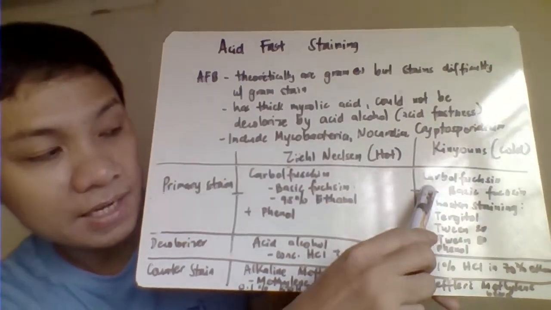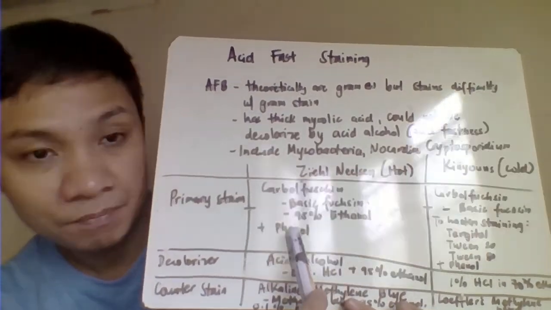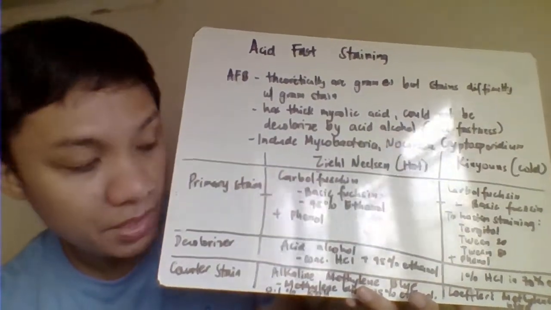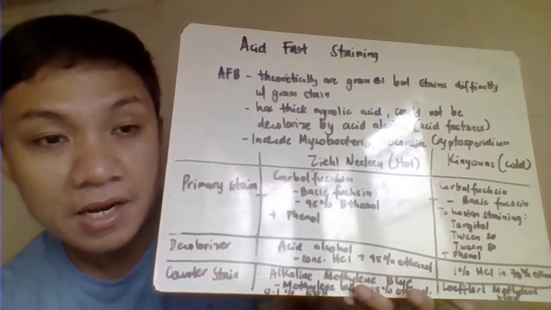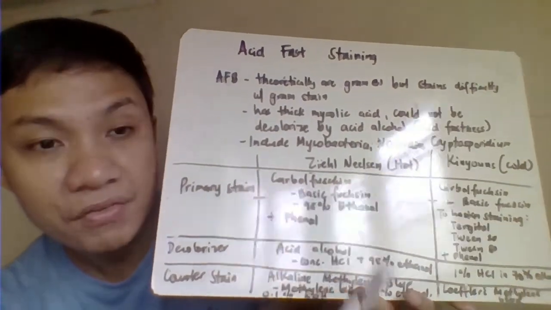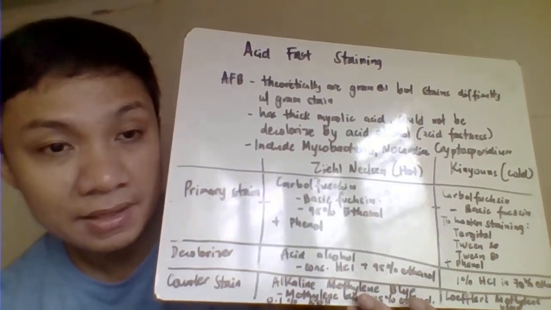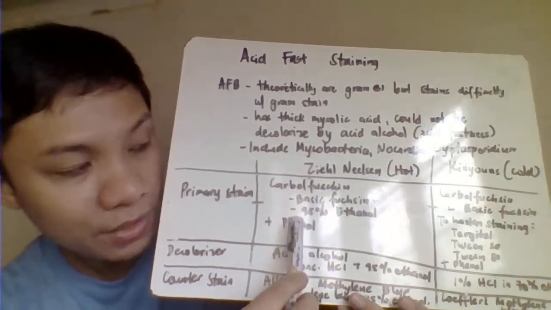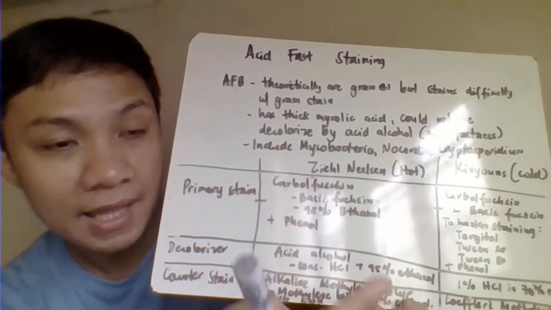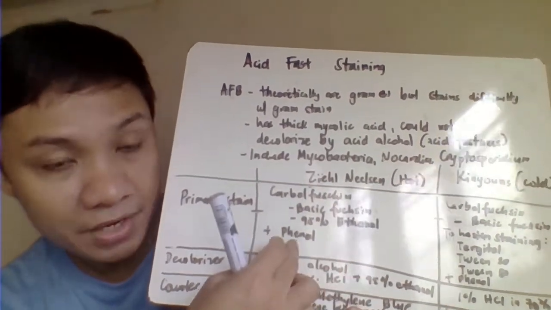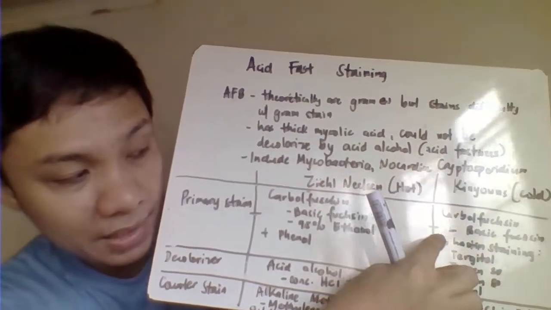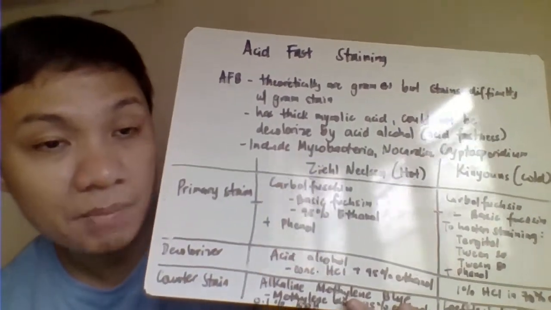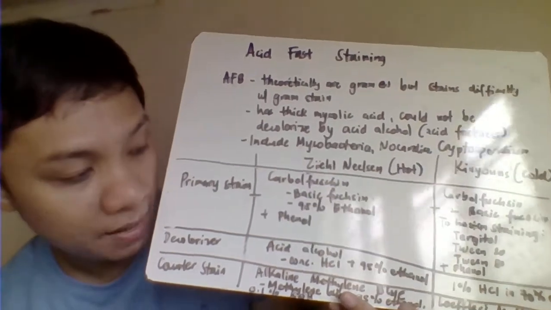You add this because there is no heating here. Heating, aside from the addition of phenol, helps your primary stain, your carbol-fuchsin, to be taken up by the cells so that our carbol-fuchsin can enter. Since here you heat, it would facilitate the entry of your primary stain plus your phenol. Here, you have no heating process, so you add this. That would enhance the taking up of the primary stain by the bacterial cell.